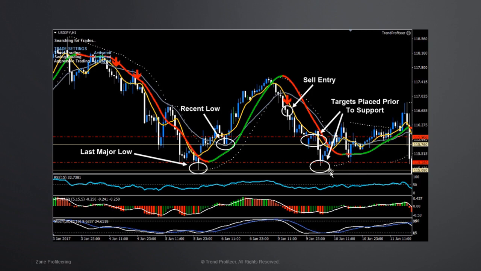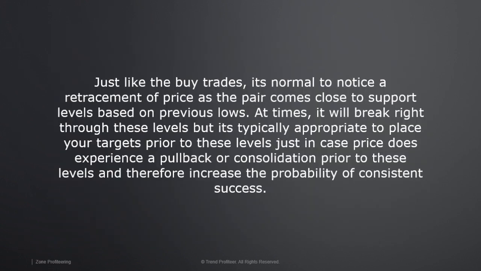And you can see up to this point anyway, it did eventually get hit, but again, there's no guarantee, so it may not have been hit, and it's a horrible feeling to have your trade so much in profit only to struggle to get the last mile, the last few pips, and yeah, it's not pretty. So on sell trades, place your targets just prior to your support levels, and you improve your chances of success. Just like the buy trades, it's normal to notice a retracement of price as the pair comes close to support levels based on previous lows.